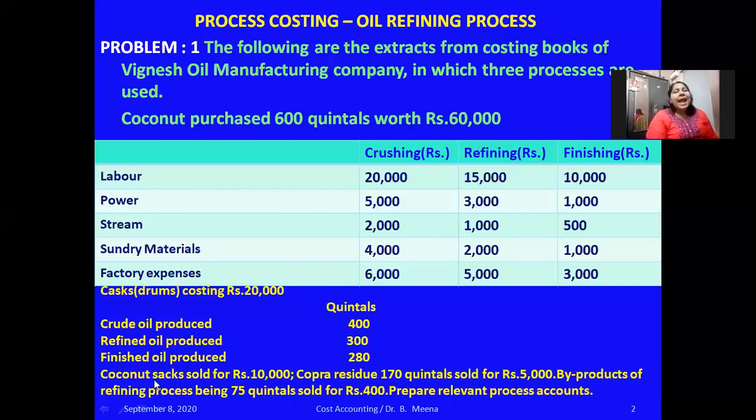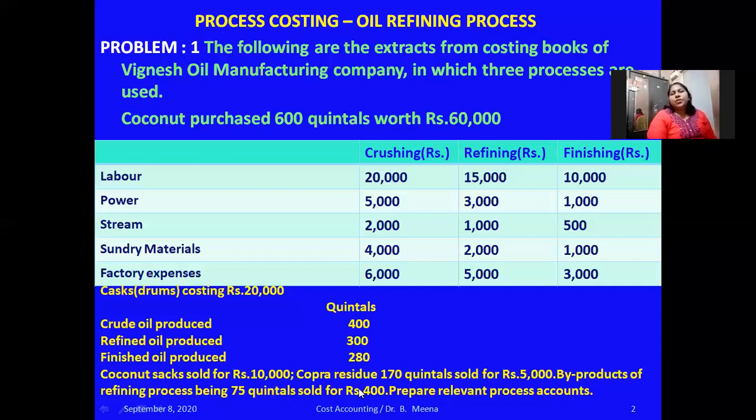So coconut sacks, you know very well, are the bags we use for bringing the coconut for the crushing process. That bag is called sacks, coconut sacks. That bag was sold for 10,000. So this income probably belongs to the crushing process. So I will credit this income in my crushing process as sale of coconut sacks, amount is 10,000. And one more income is there. Copra residue, 170 quintals, sold for rupees 5,000.